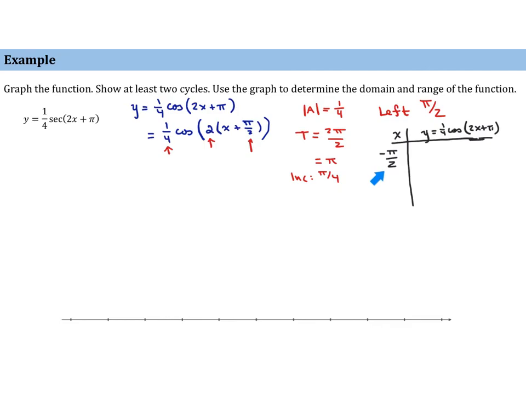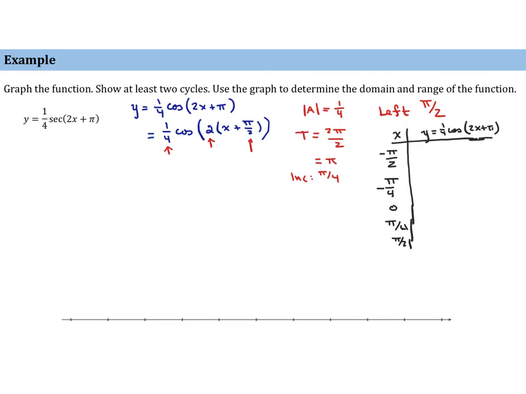So instead of thinking negative pi over 2, it would be beneficial to think negative 2 pi over 4. So negative 2 pi over 4, negative 1 pi over 4, 0 pi over 4, 1 pi over 4, 2 pi over 4.